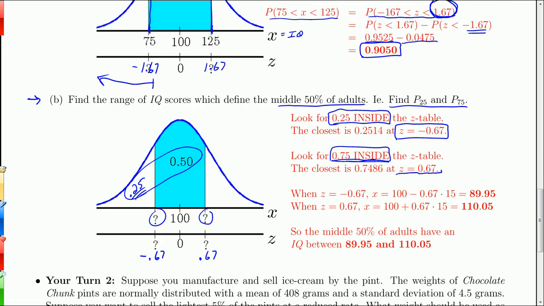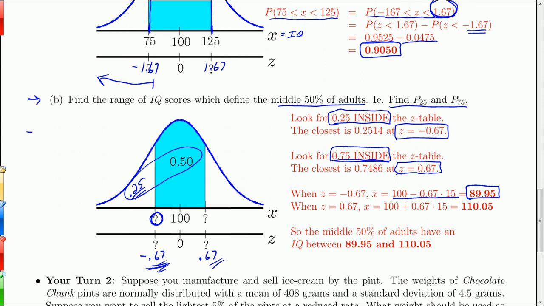0.67. So that's what we just found, and our guess was correct, right? So now we have to convert these to IQs. We have the z's down here, but what I want are these IQs up here. Basically, this one here is 0.67 standard deviations below the mean. In other words, I take the mean and subtract 0.67 standard deviations, which gives me 89.95. And this comes from that second formula.